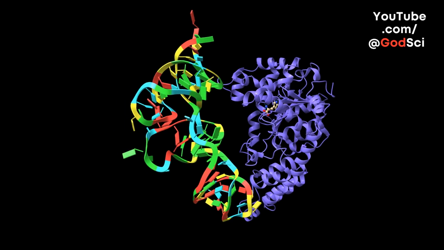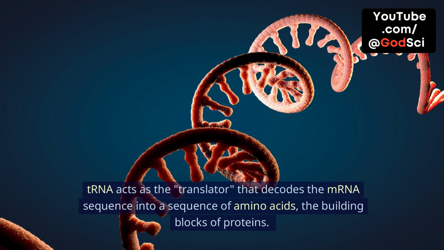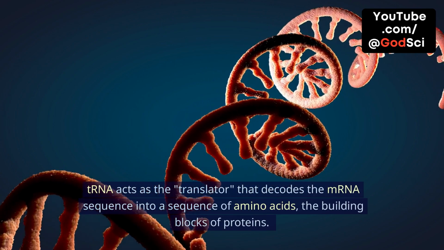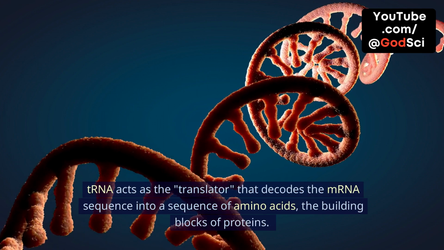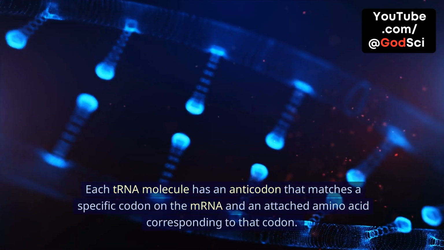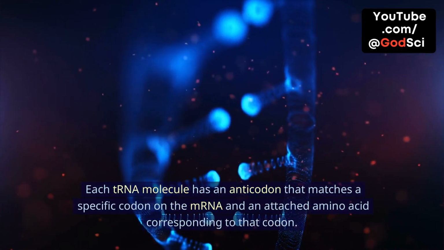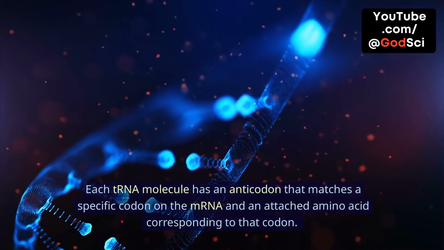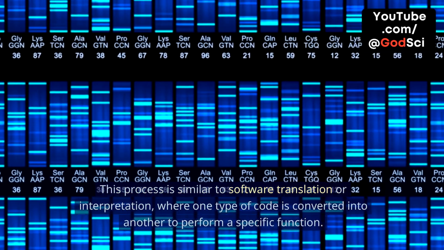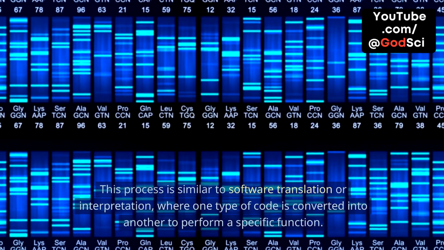2. Transfer RNA, tRNA. tRNA acts as the translator that decodes the mRNA sequence into a sequence of amino acids, the building blocks of proteins. Each tRNA molecule has an anticodon that matches a specific codon on the mRNA and an attached amino acid corresponding to that codon. This process is similar to software translation or interpretation, where one type of code is converted into another to perform a specific function.